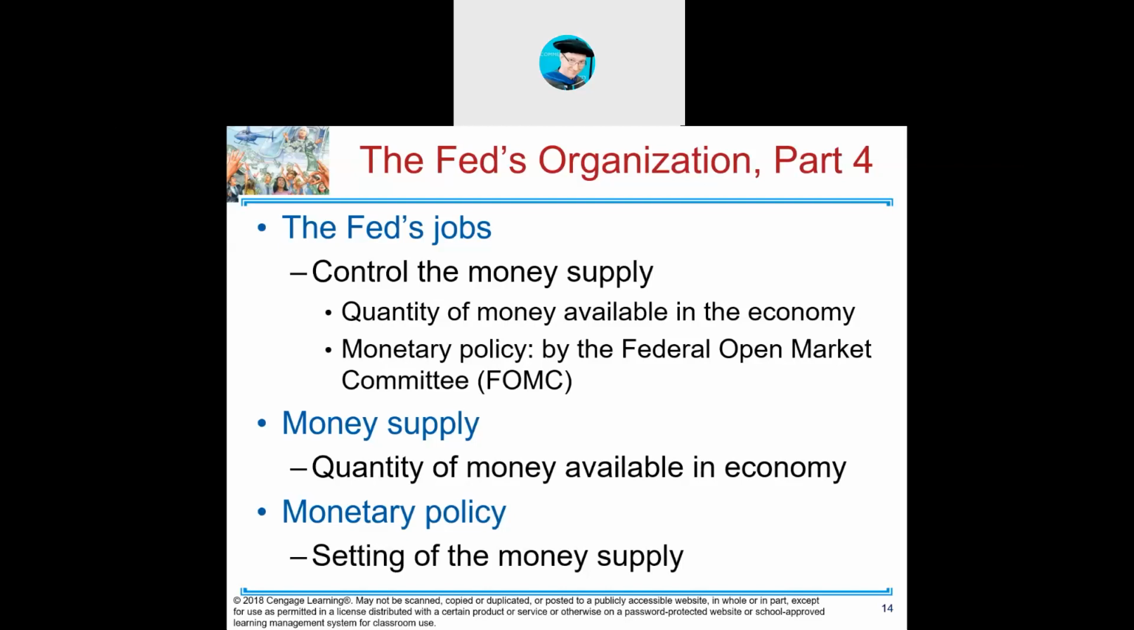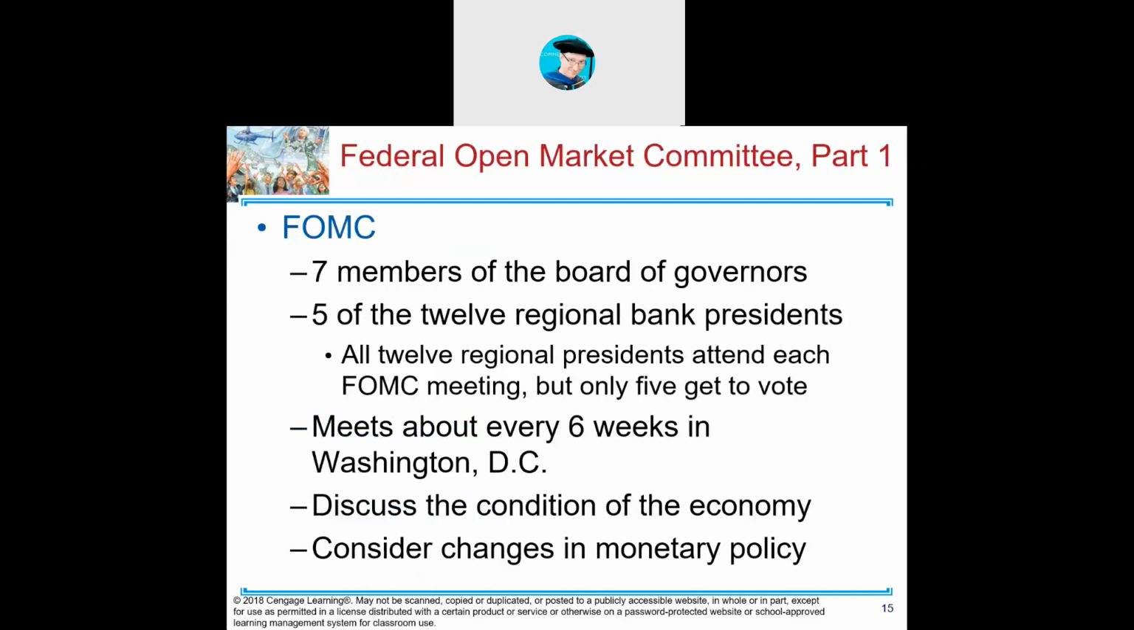And they also set monetary policy. These are the policies around the money supply. How do they put money in? How do they take money out? That type of thing. And so the people that work for the Fed are what we call the FOMC. These are the members of the committee for the Fed. Yeah, there's 7 members on the board of governors, 5 of the 12 regional bank presidents, and they meet in D.C. about every 6 weeks.